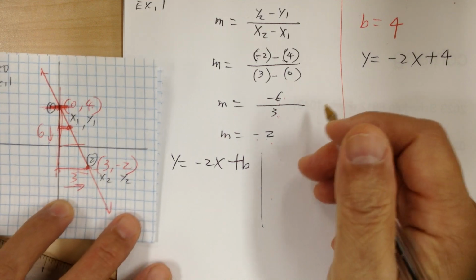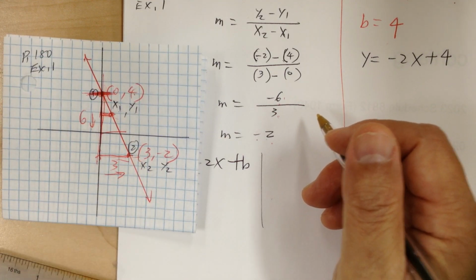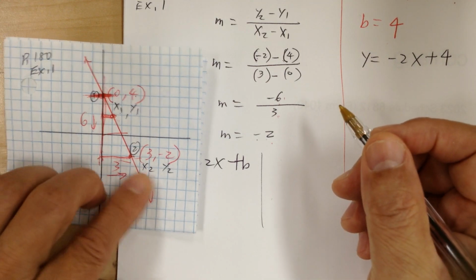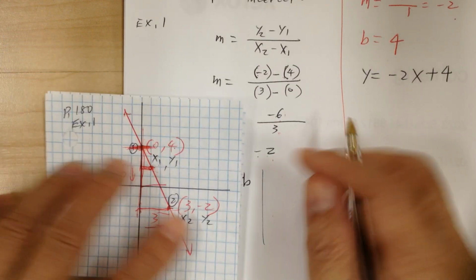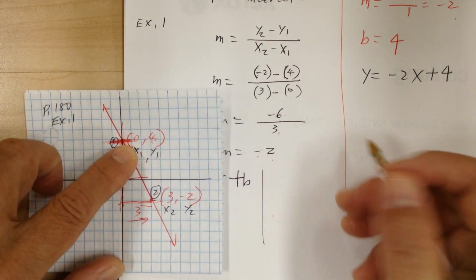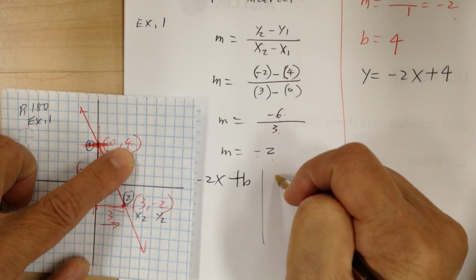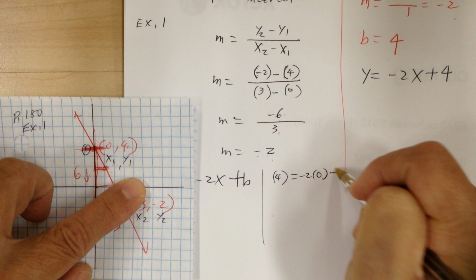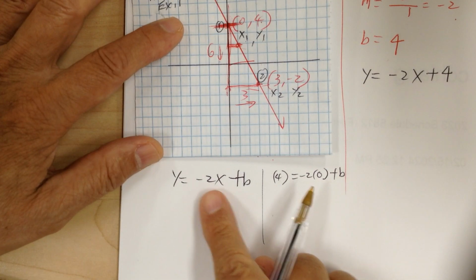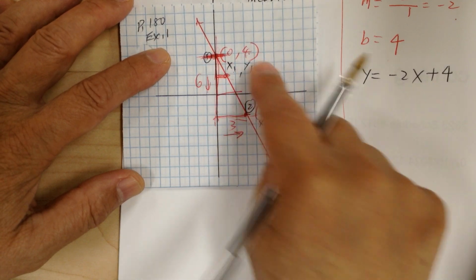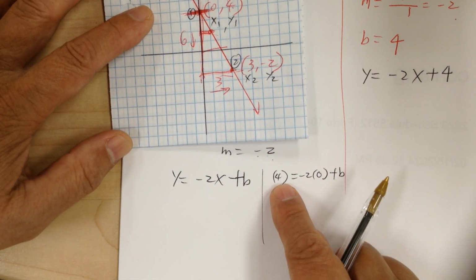So you go off to the side. In the book they use 0, 4, so I'm going to use that. Again, you can use any point to find b. So I'm going to use this point. So y is 4, equal to negative 2 times 0 plus b, right? So x and the y, you can choose any point. So x and the y is 0, 4. So x is 0, y equal to 4.